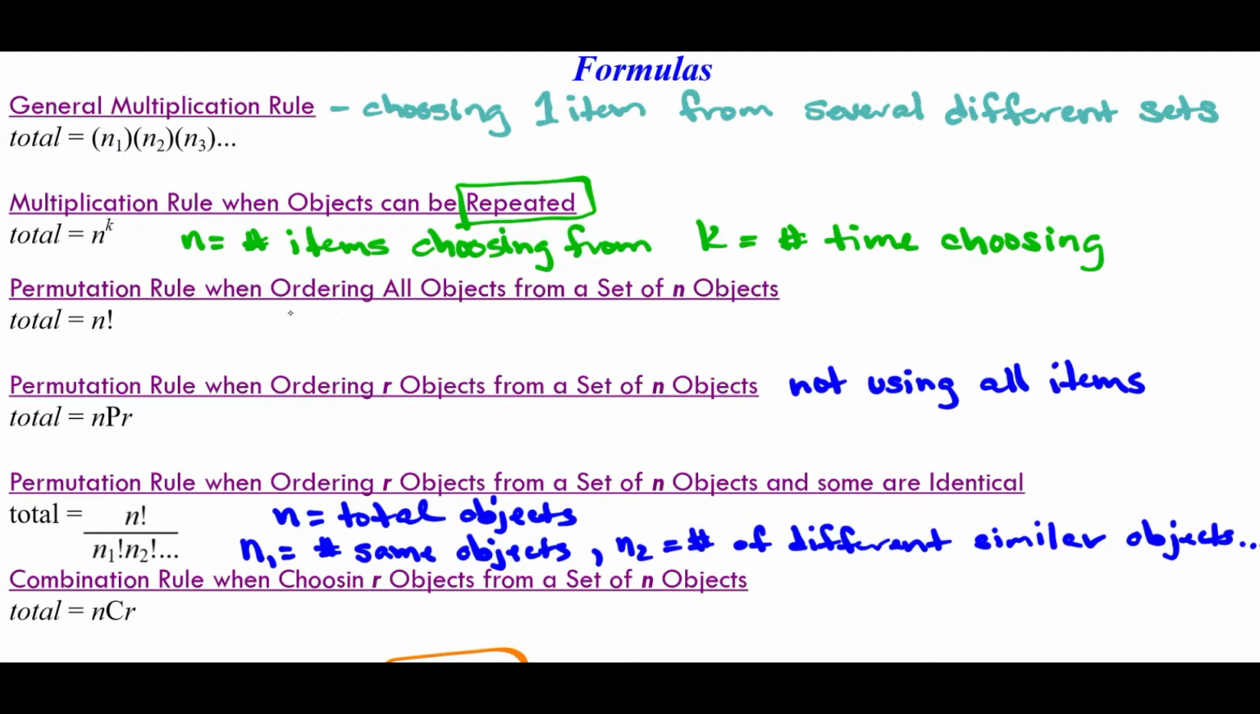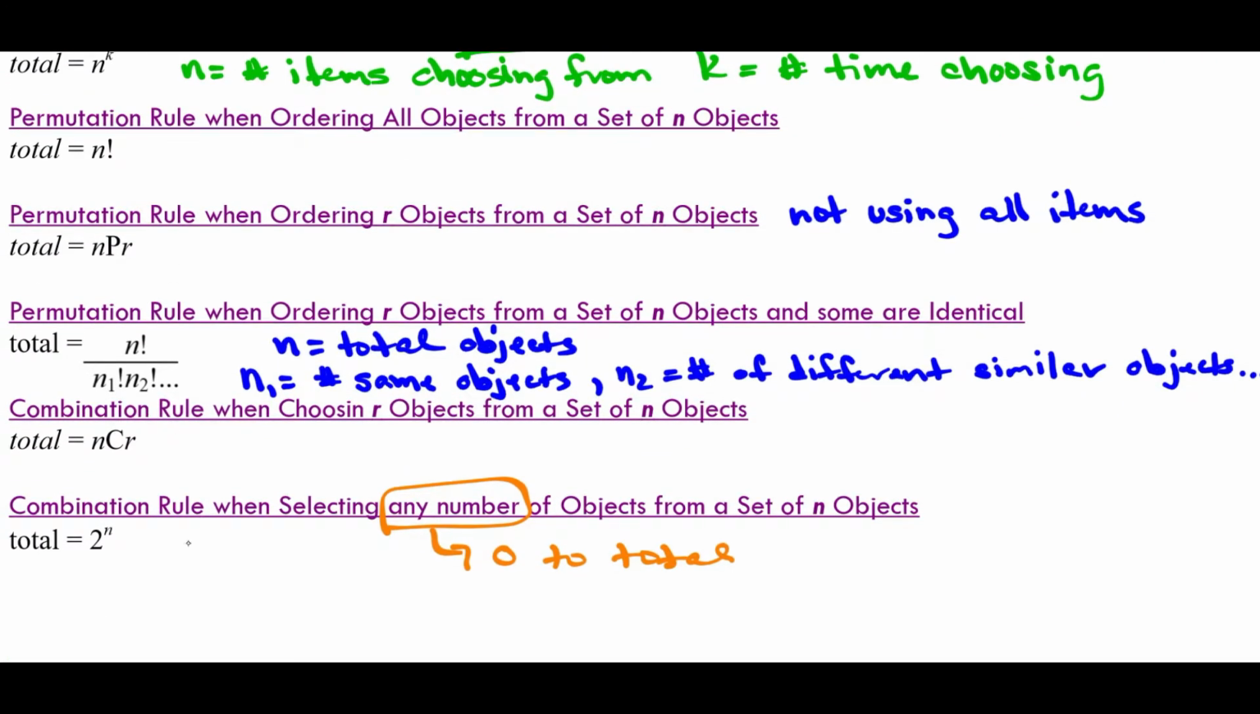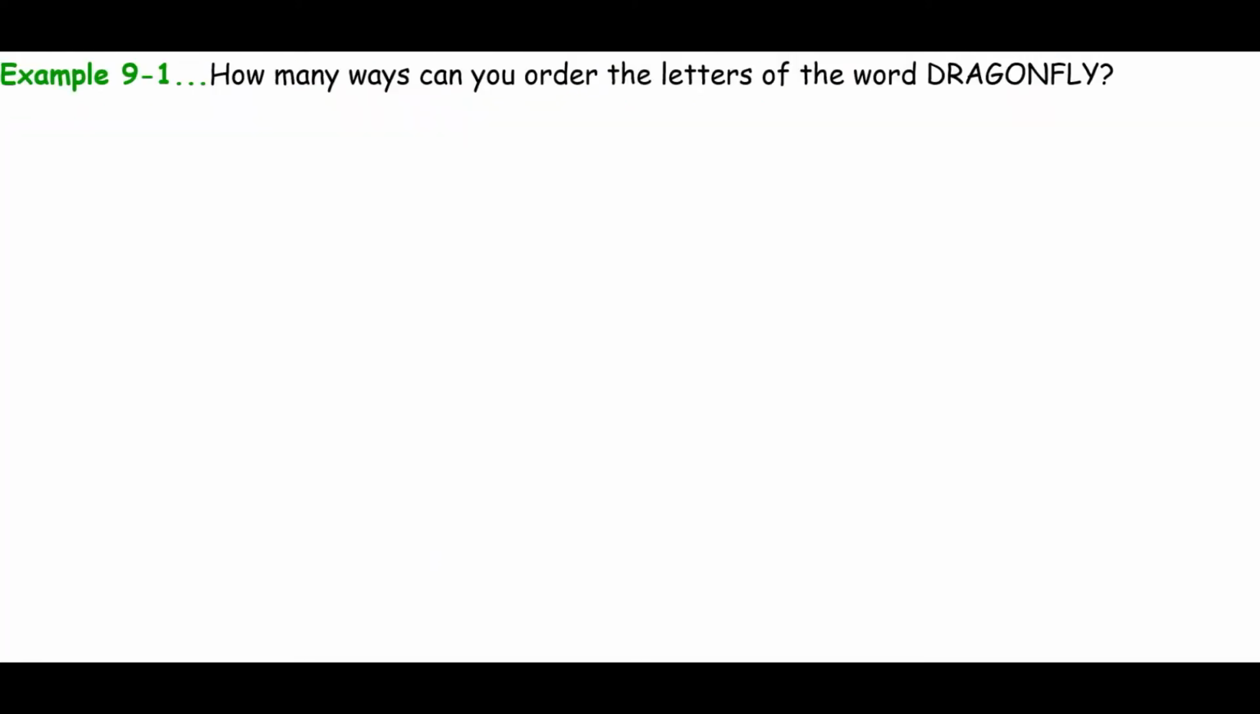If you can't repeat, then the next thing you want to think about is permutation versus combination. So does the order matter? If the order matters, then you're doing permutation, so you have to choose one of these decisions. And if order does not matter, then you're doing combination. And then it's just, am I selecting a given number or am I selecting anything from 0 to the total? So let's look at some examples and see how this will work for us.